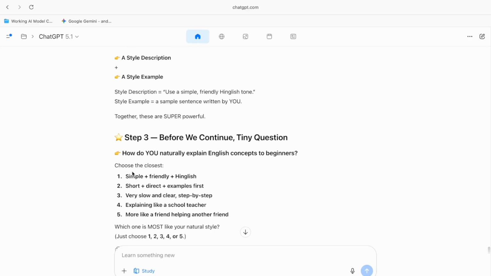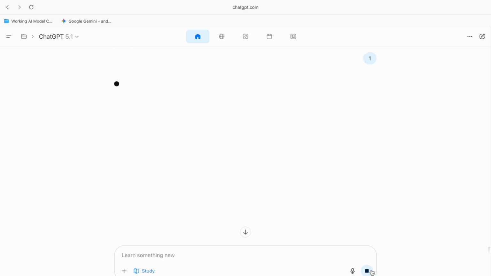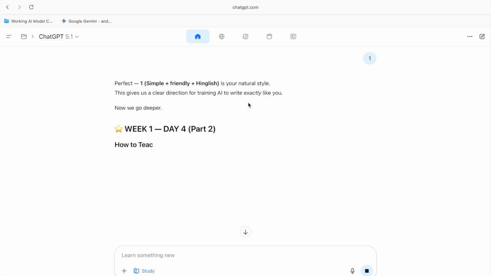Step 3, we continue tiny exercises. How do you naturally explain English concepts to beginners? Choose the closest: simple, friendly Hindi English. Short, direct example first. Very slow, clear, step by step. Explaining like a school teacher, or more like a friend helping another. Normally, I use one, like simple, friendly, and Hindi English. I've given both of them so they can get it, because they understand Hindi but not English. And I want to move forward in that area and become better. You see that I have only 7 minutes left. I'm not gonna spend more than the time that I've given.